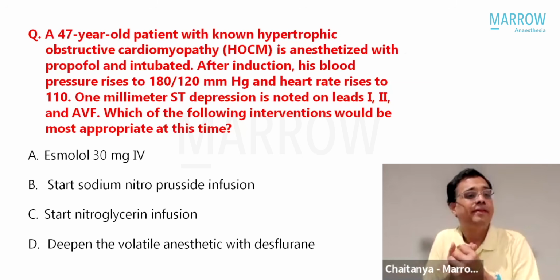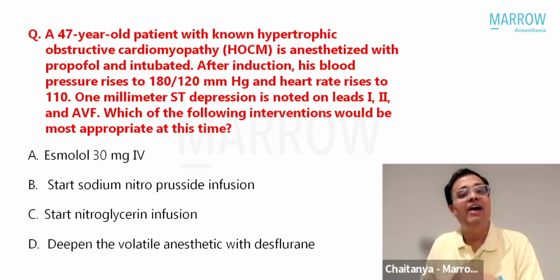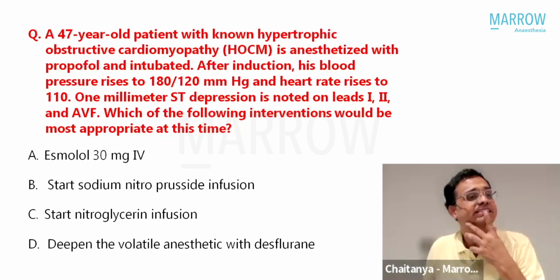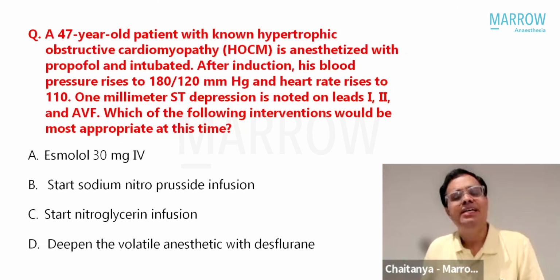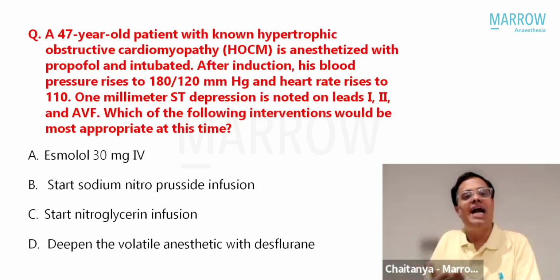Why not desflurane? SAM on echo. Yes, very good, SAM on echo is a wonderful finding. But I want history wise. How do you suspect hypertrophic obstructive cardiomyopathy from the history? Yes, someone said rightly: syncope, sudden collapse. The history will have a sudden collapse. Any of the close relatives, or he himself, might have had sudden cardiac arrest.